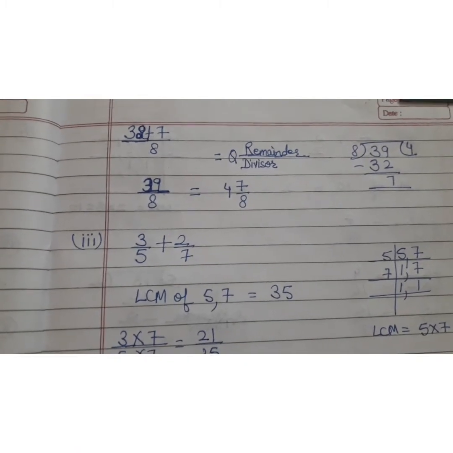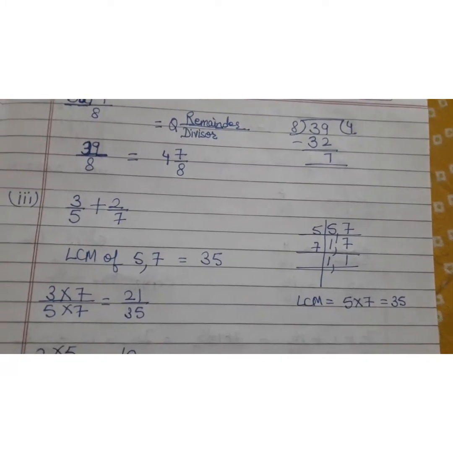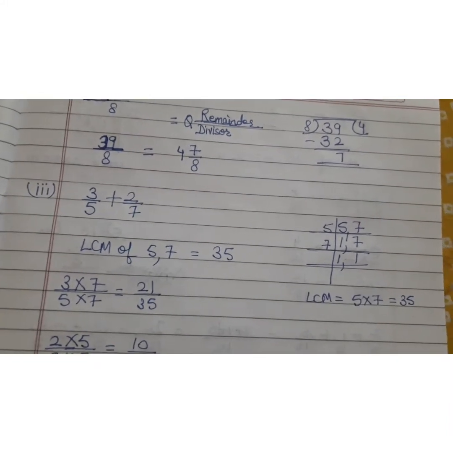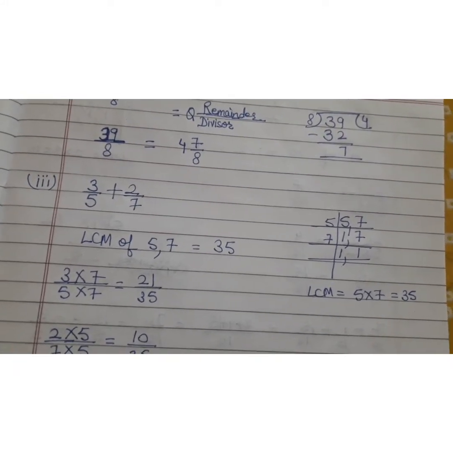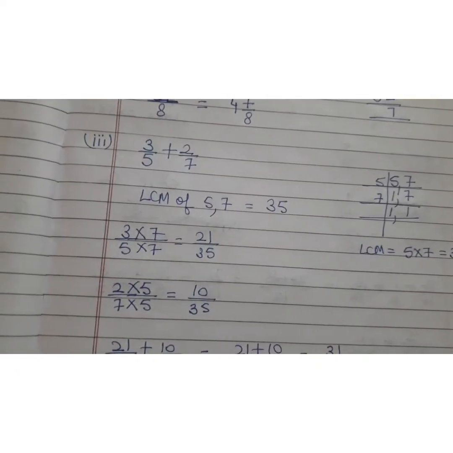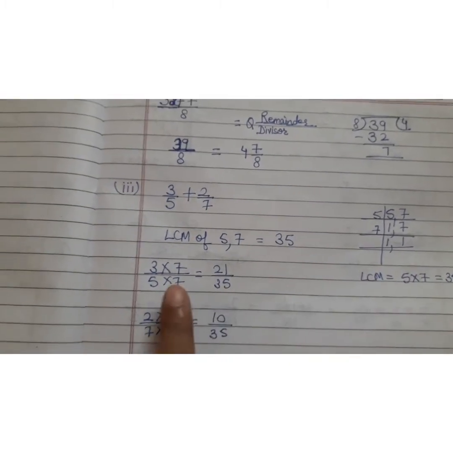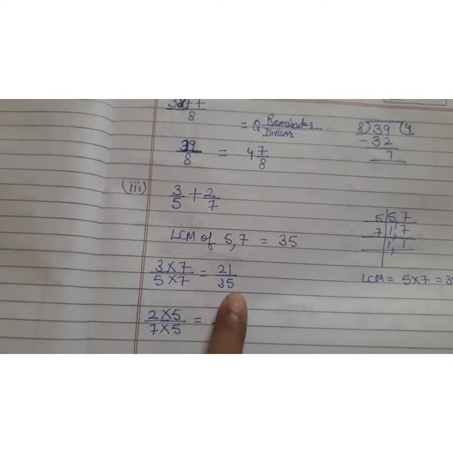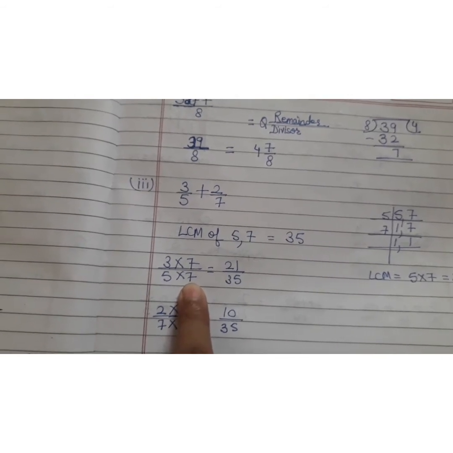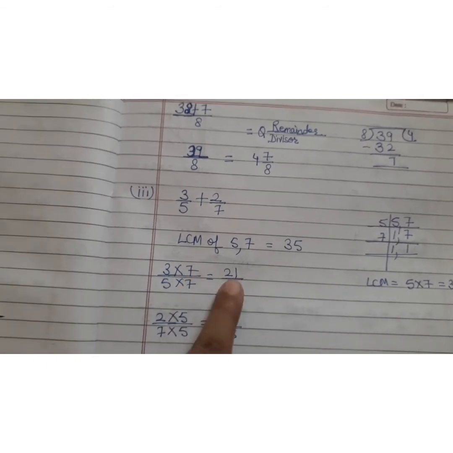Take the LCM of 5 and 7. We will use the common division method of LCM to solve this. So take the LCM of 5 and 7, you will get 35. So take the first fraction 3 by 5, make it equivalent to the LCM 35. Multiply it with 7 to get 35 here. If you multiply it with the 7 in the denominator, you will have to multiply with the same number in the numerator itself. You will get 21 here.